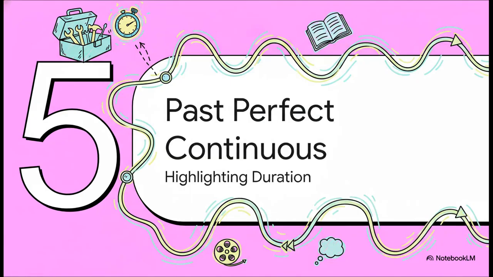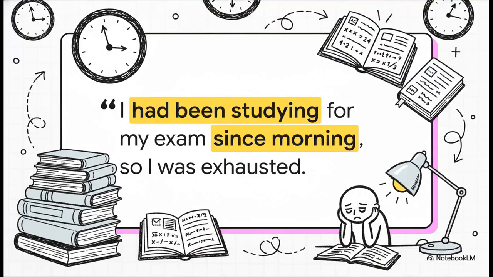Okay, one last tool for our toolbox. What if you don't just want to say something happened, but you want to really emphasize how long it was going on for? Well, that is the specific job of the past perfect continuous. When Rahul says, I had been studying, the whole focus shifts to the duration, since morning. And that focus is what explains the result, why he was exhausted. It creates this perfect little cause and effect in his story.